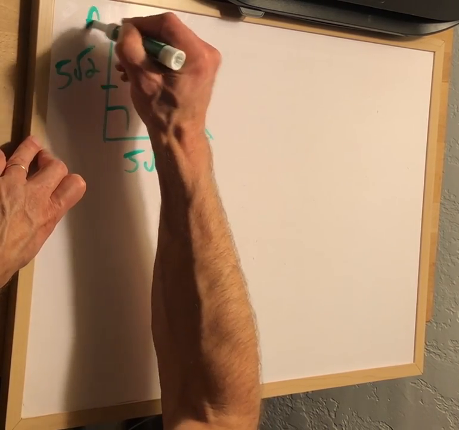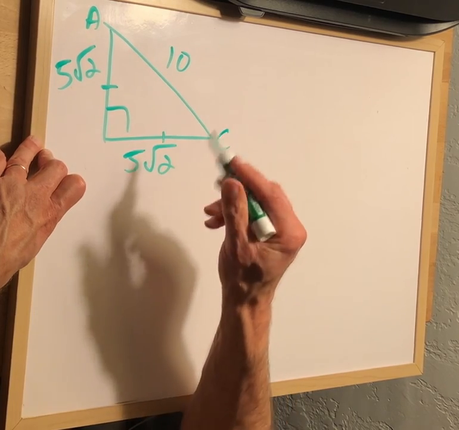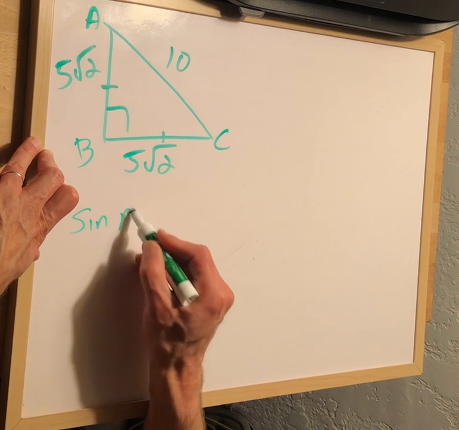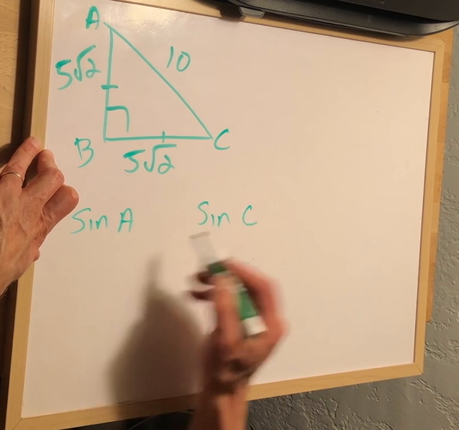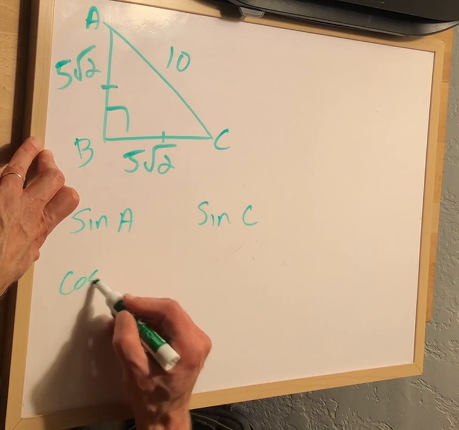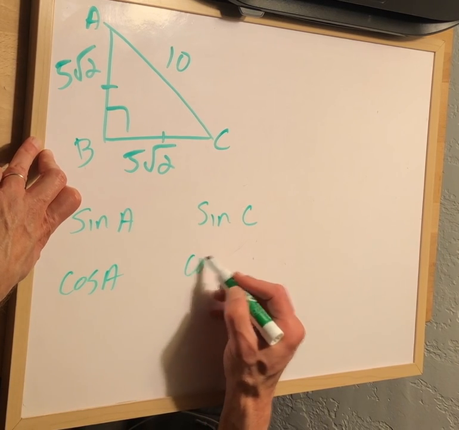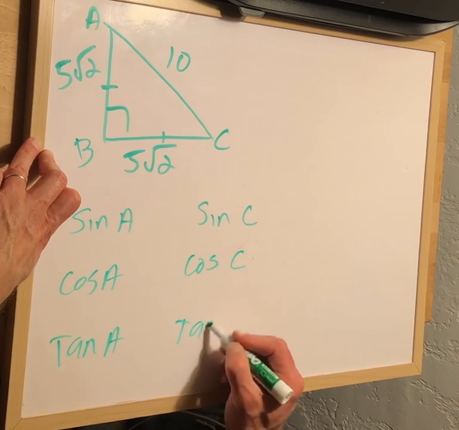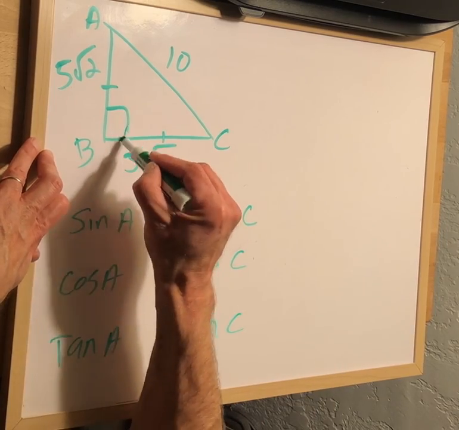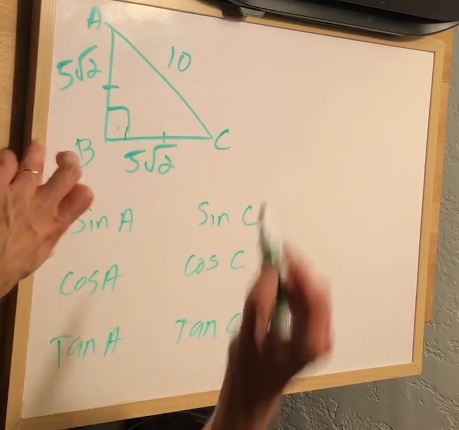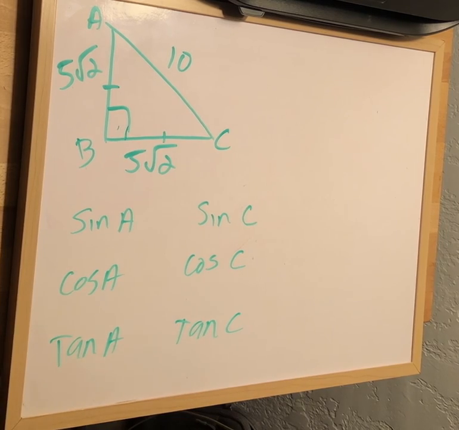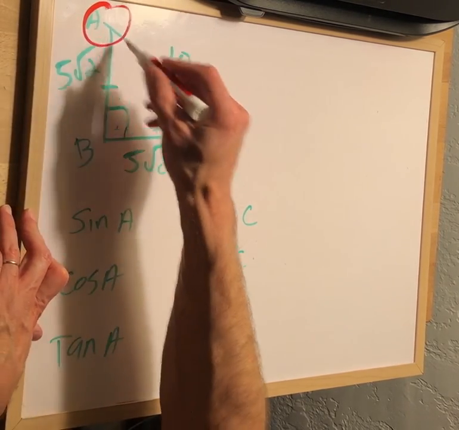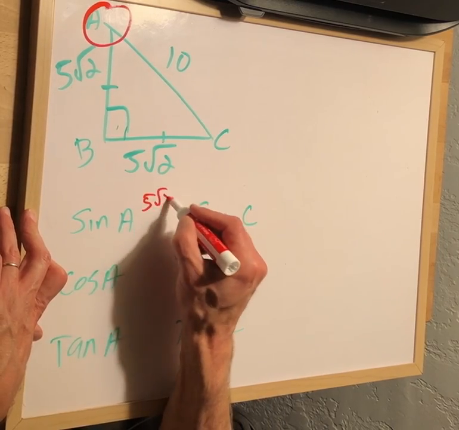And this is A and C and B. All right, so let's find sine of A and sine of C. Cosine of A, cosine of C. Tangent of A, tangent of C. You're never going to find the trig ratios of the right angles. It's always going to be the other two angles. Okay, sine, let's start off with A. It's equal to opposite 5 root 2 over 2.